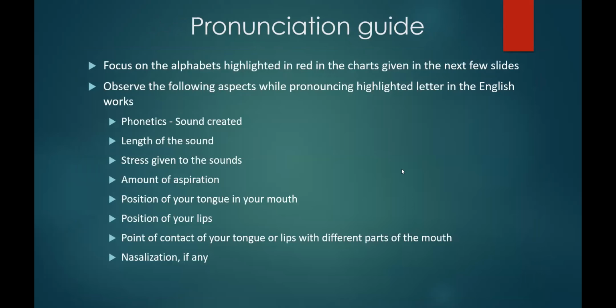So I'm going back to this description here. Whenever you look at this pronunciation guide, you are supposed to look at that particular letter which has been highlighted. Try to catch what sound your mouth is producing when you come to that highlighted alphabet. What is the length of the sound? Is it for one beat or two beats, one matra or two matra? What is the stress given to the sound? What is the amount of air exhaled from your mouth?